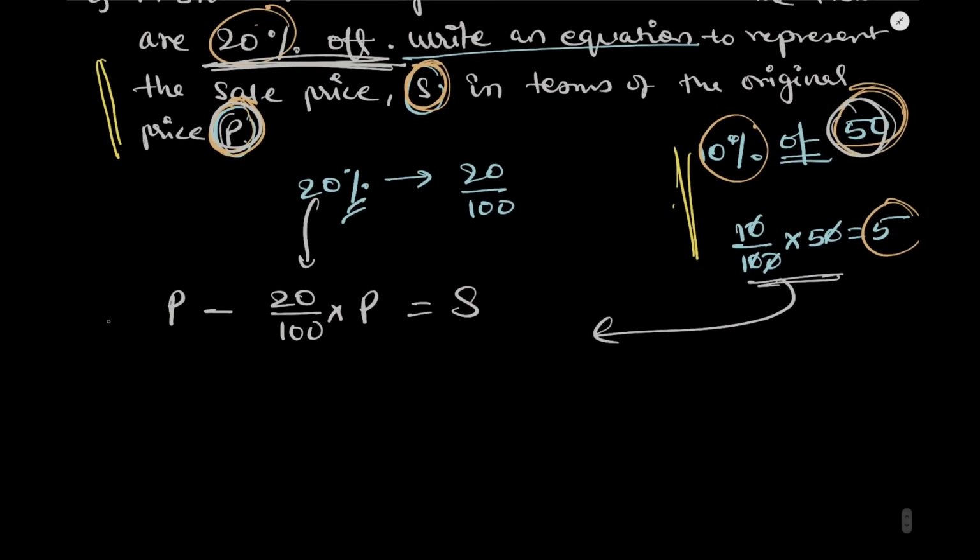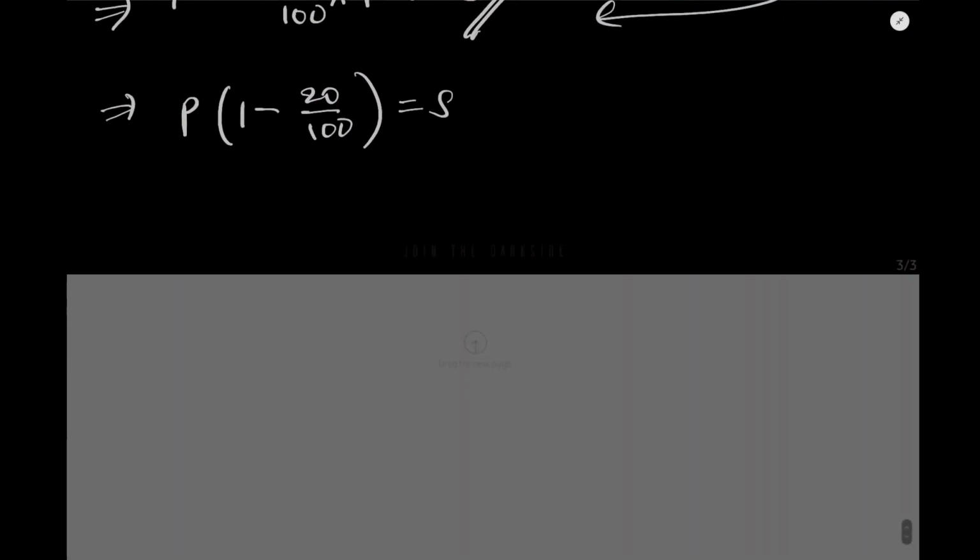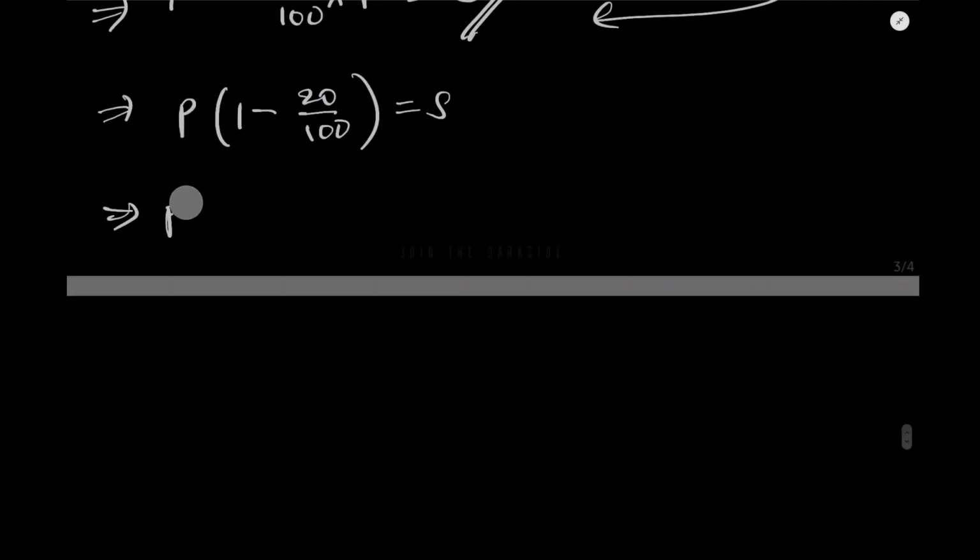You can simplify it according to the options you have in the exam. So if you have the option directly as this, search for it and take the answer, right? But if you have it in some other way and you're not finding this, but you know that this is the right equation, you can simplify it further by taking P common, and then 1 minus 20 upon 100 is equal to S. Now you can even write it as P common bracket 1 minus 2 upon 10. It totally depends on the option you have.